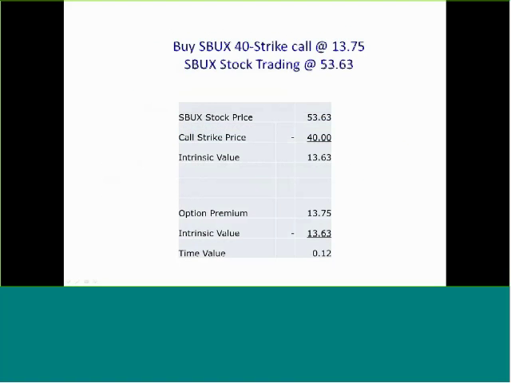And let's take a look at the time value portion of this option. So again, we bought the 40 strike call at 13.75, and Starbucks stock was trading at 53.63. So if you take the stock price of 53.63 and you subtract the call strike price of 40, you get an intrinsic value for this option of 13.63. So we paid 13.75 for the option, and it had an intrinsic value of 13.63. If we subtract that intrinsic value from the premium that we paid, you can see we only had 12 cents of time value. What that means is Starbucks stock only had to go up 12 cents, and this option is going to start making money. So whenever we trade options, we like to purchase strike prices that will start producing profits for that option if the stock only goes up 1%.